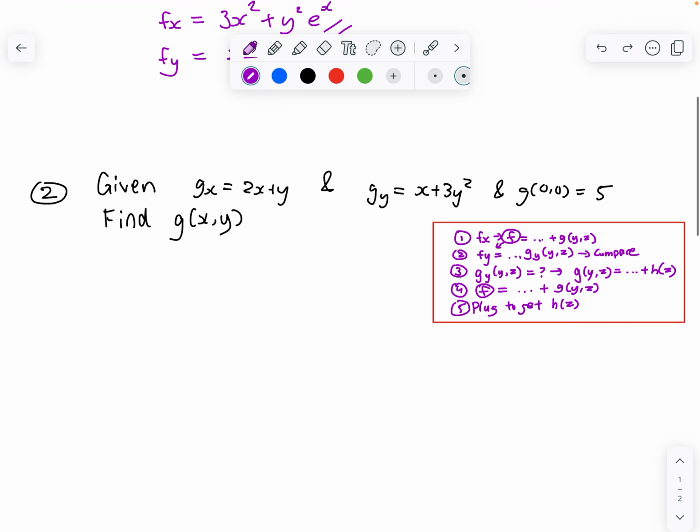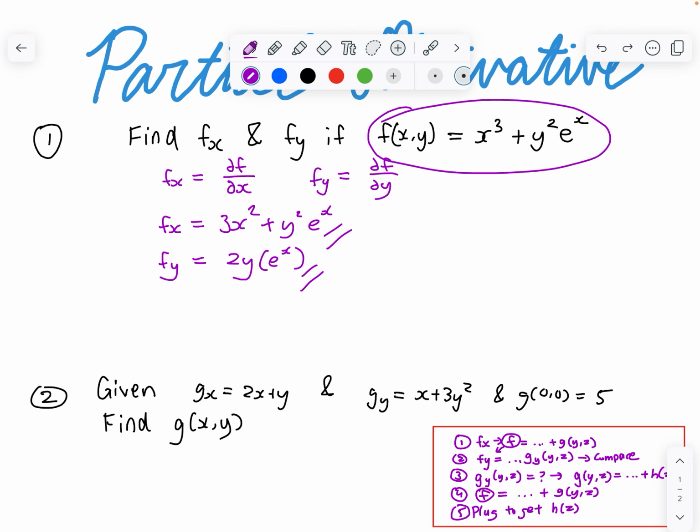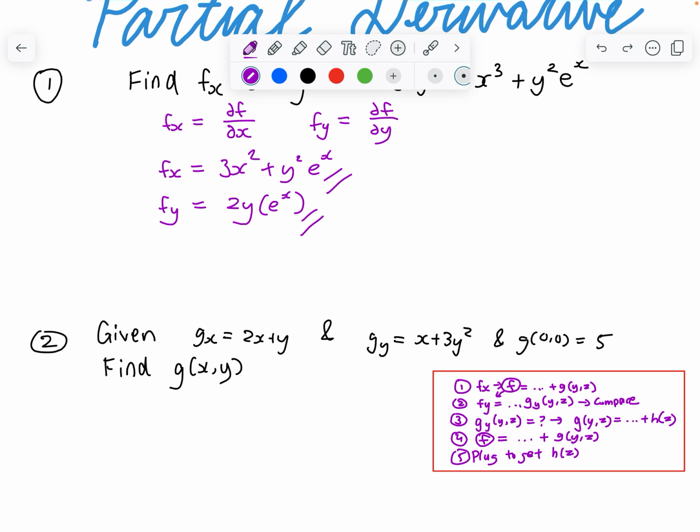In our second problem, this is more difficult because this time instead of giving us the function in our question, we're given the opposite. Instead, we're given the partial derivative. Note g is just like f, we just call it differently. It's like f of x and g of x, basically the same thing. But this problem is harder because we're not given g of x, y. Instead, we're trying to find g of x, y.